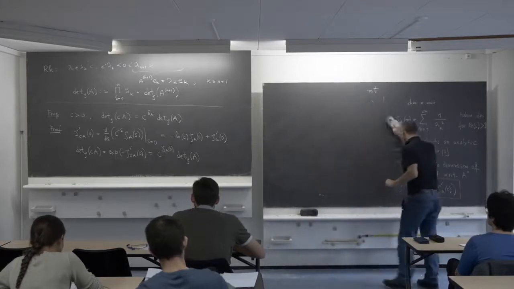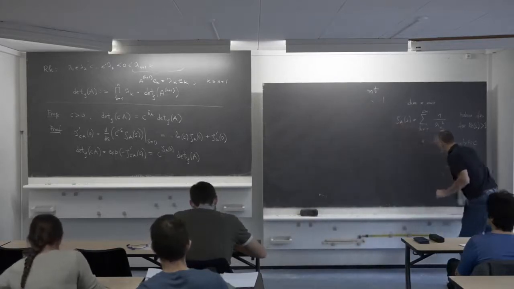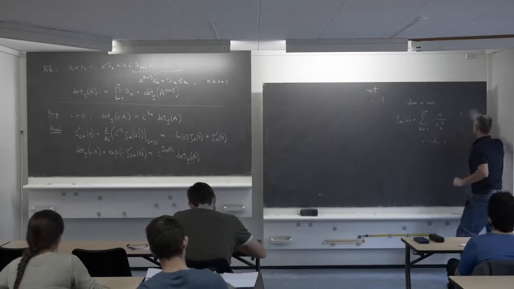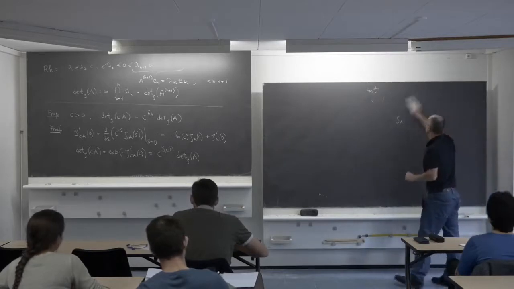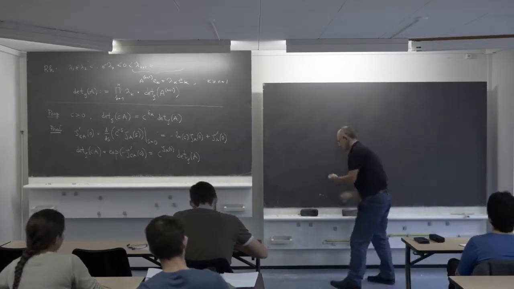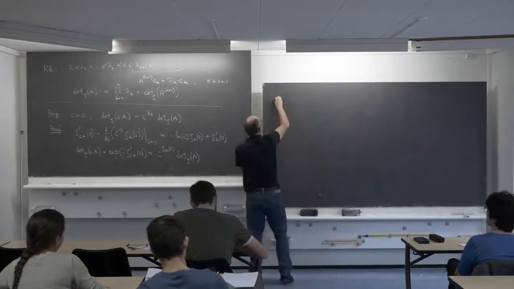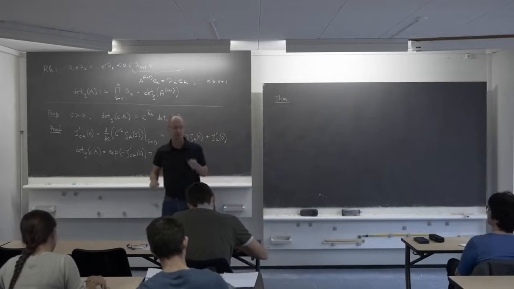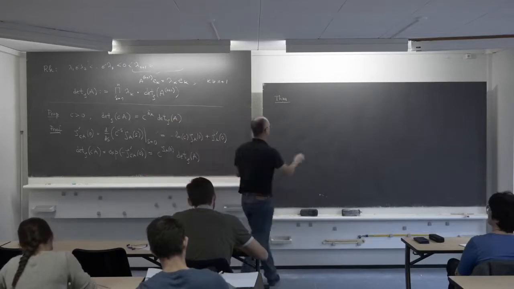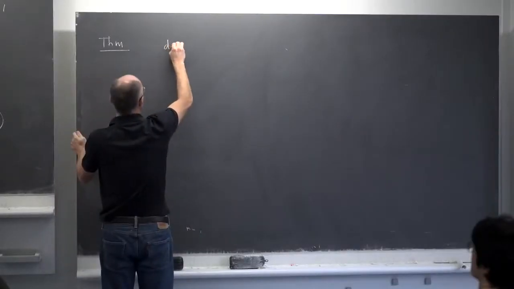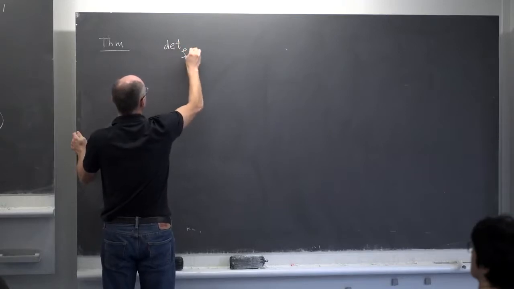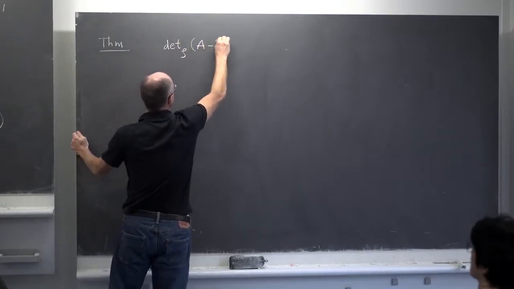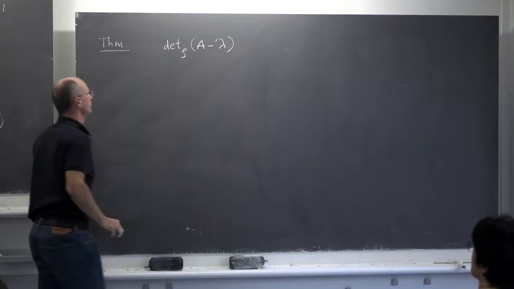Now here is a theorem that's important for us, but we're not going to prove it. This is a relation between the zeta regularized determinant and the Fredholm determinant.